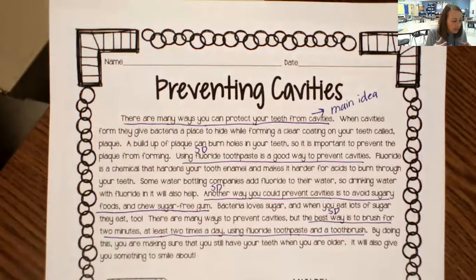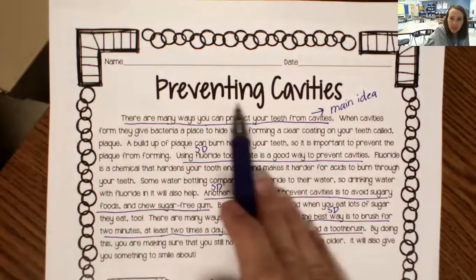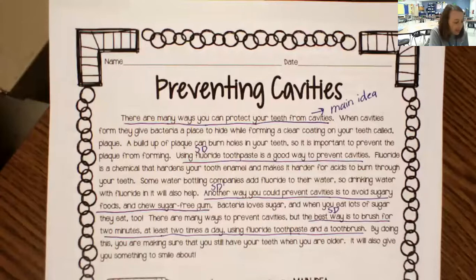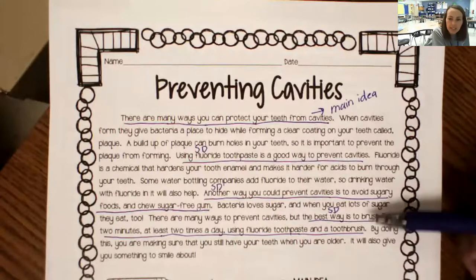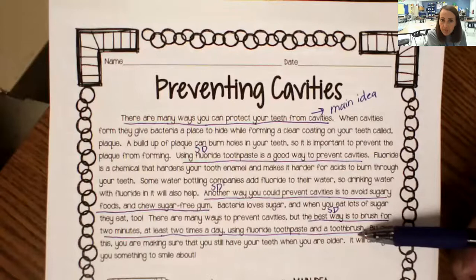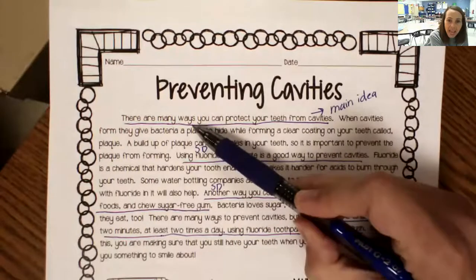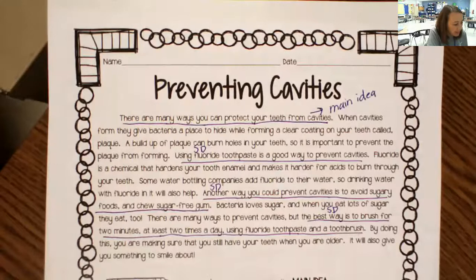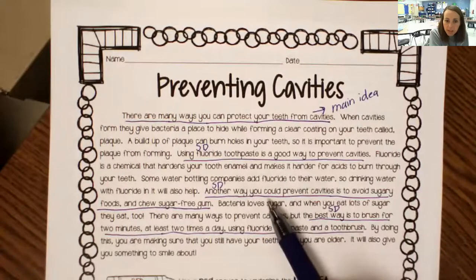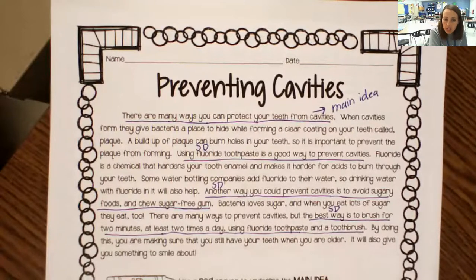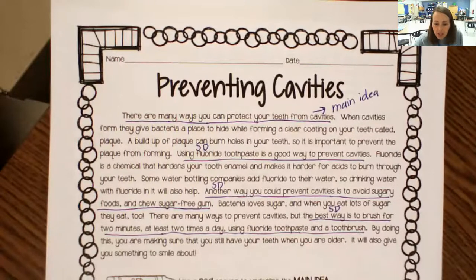So in this text, our main idea was there are many ways you can protect your teeth from cavities. It's right there in the first sentence, and it's also in the title, Preventing Cavities. And the author gave us 3 supporting details that tell us more about that main idea, that give examples of ways you can protect your teeth from cavities by using fluoride toothpaste, by avoiding sugary foods and chewing sugar-free gum, and also by brushing your teeth for 2 minutes at least 2 times a day. So that is an example of finding the main idea in a text.